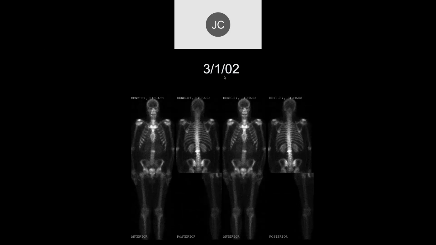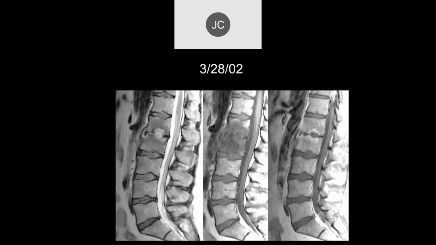Okay, so this is February 15th. This is now 2 weeks later, increased uptake at that vertebra. And then now, 6 weeks after the first one, it looks like this.